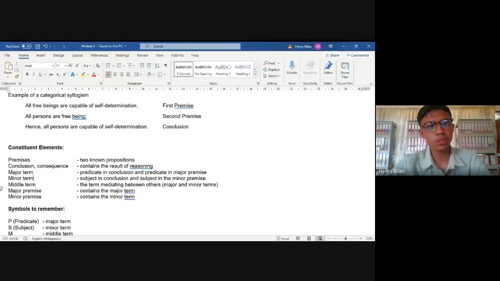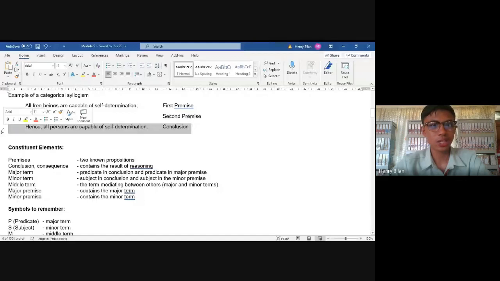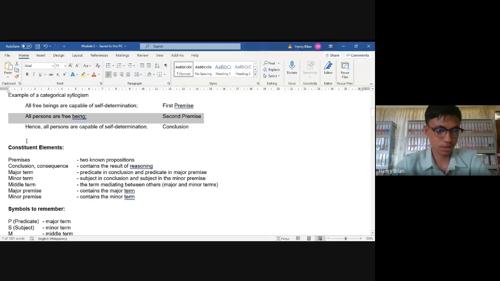Ibig sabihin, yung middle term, hindi mo siya mahahanap, hindi mo siya makikita sa conclusion. You cannot find it in the conclusion because there would be more than three terms kapag ganun na. Kasi dalawa lang dapat sa isang proposition ang term. Kaya kung dalawa na sa conclusion, wala nang pangatlo. Kaya wala doon yung middle. So nasaan ang middle? Nandun siya sa dalawang premises. So ano nga ba ang middle term? This term is a mediator. It mediates. It serves as a bridge between the major and the minor terms.